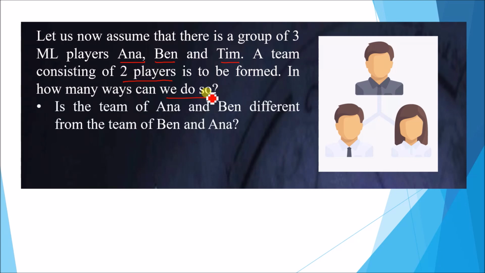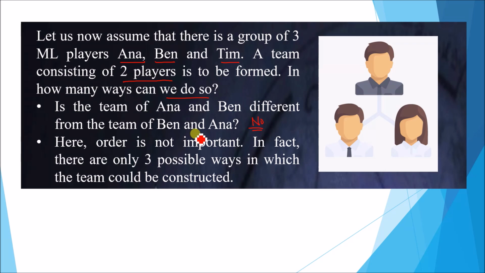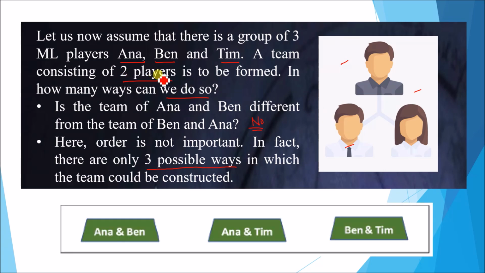So kung titignan natin, may katanungan tayo dito: is the team of Anna and Ben different from the team of Ben and Anna? Basically, it's no. Sila ay magkapareho lang. Anna and Ben is the same as Ben and Anna. So with that, order is not important pagdating sa new topic natin. In fact, there are only 3 possible ways in which a team could be constructed. Out of the 3 people here, meron tayong 3 possible ways of group of 2 players ang pwedeng mabuo dito. And these are Anna and Ben, pwede ring Anna and Tim, or Ben and Tim.